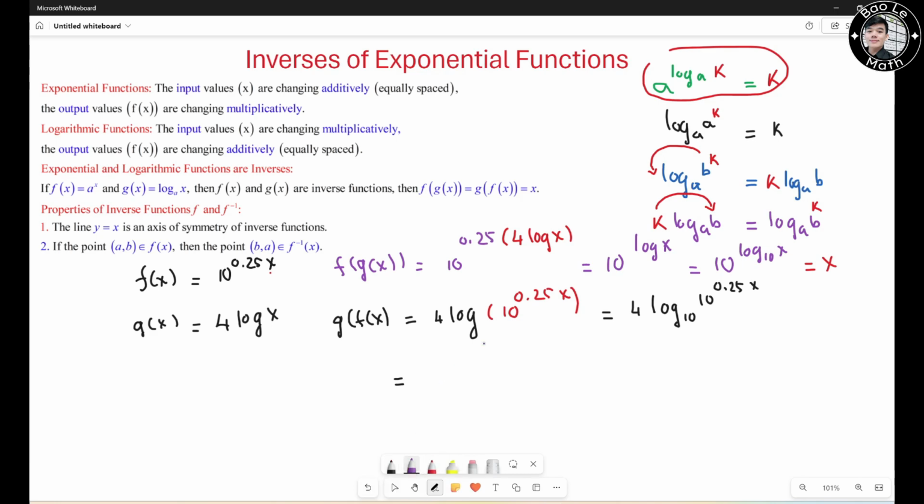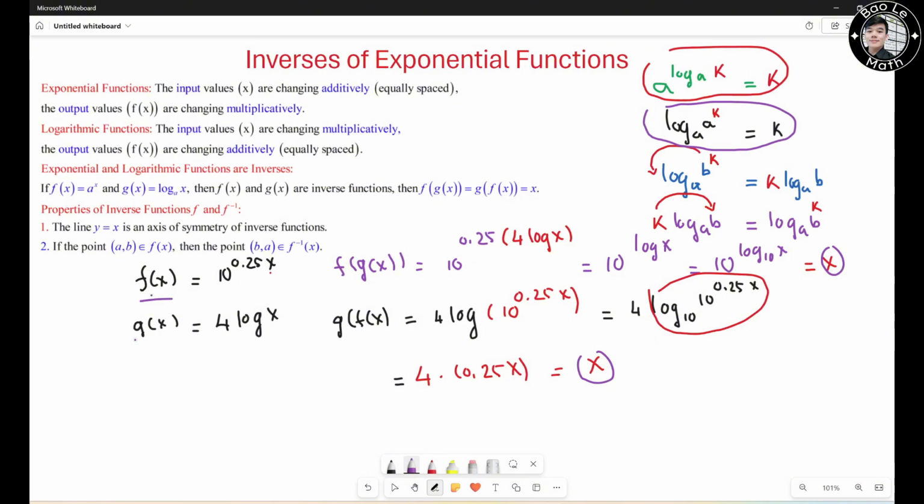Alright, so I'm going to apply the formula right here. The answer for this one equals 4 times 0.25s, right? And this equals s, because 4 times 0.25 equals 1. So both of them equal s. So then f and g right here are inverses of each other.